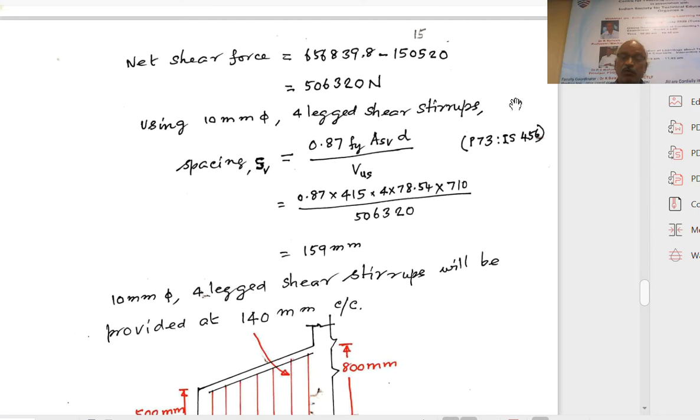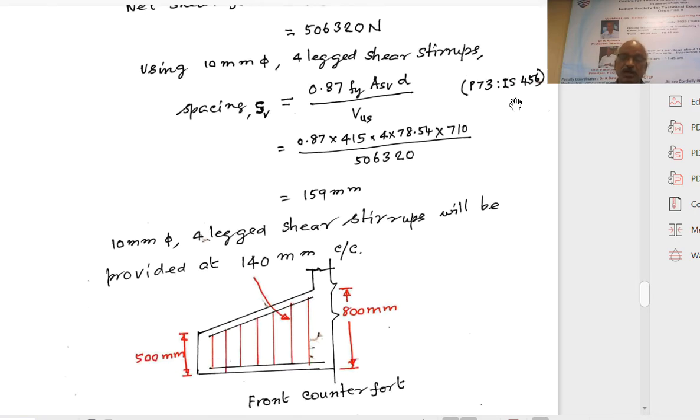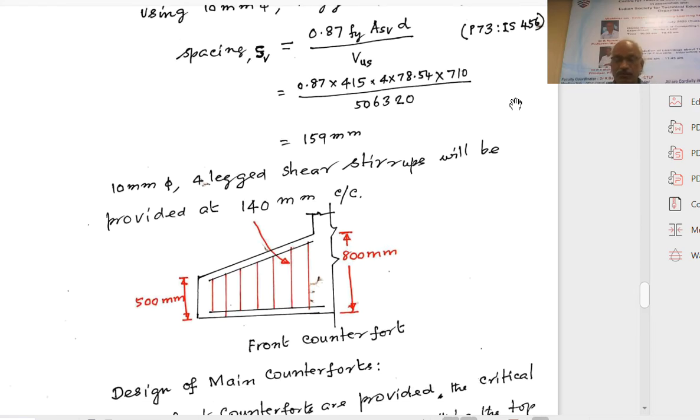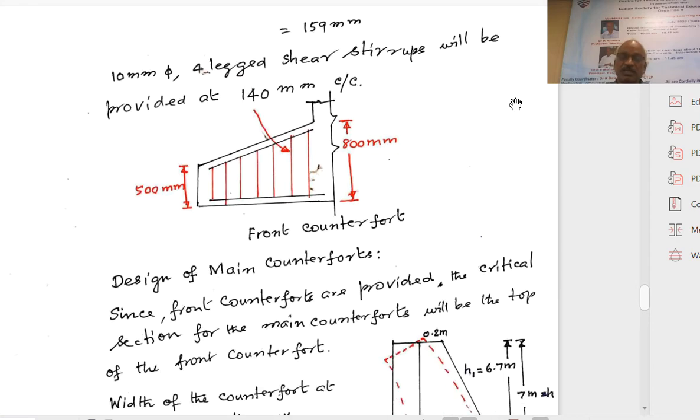So let us provide 4-legged shear stirrups at 140 mm center to center. I am just giving the reinforcement one by one separately, so that this will help you to understand the individual reinforcement, because in a cross section there will be a congestion of a lot of reinforcements. Understanding requires individual components, individual reinforcements. So that completes it. We have discussed the main reinforcement and also the shear stirrups.